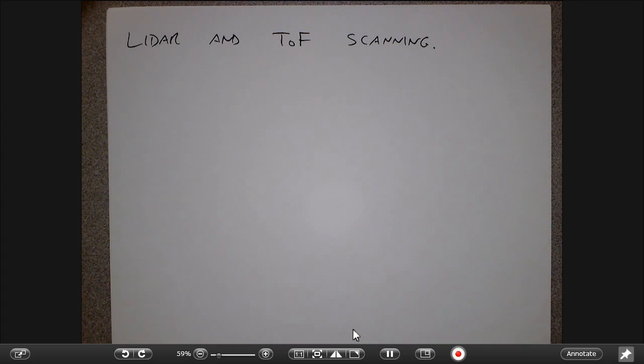You can do it with cameras alone using things like structure from motion and multi-view stereo. We'll talk about that next week. But when you're talking about really doing accurate 3D scanning, you're going to use some type of laser scanner or structured light scanner. So we'll talk about those technologies right now.